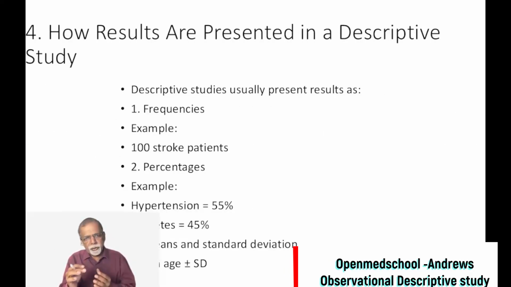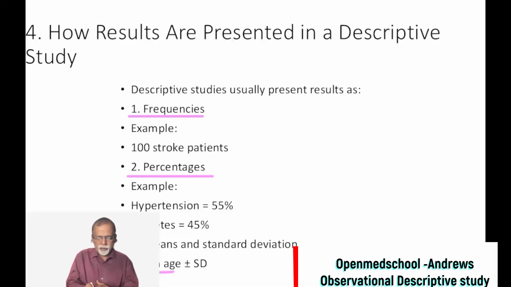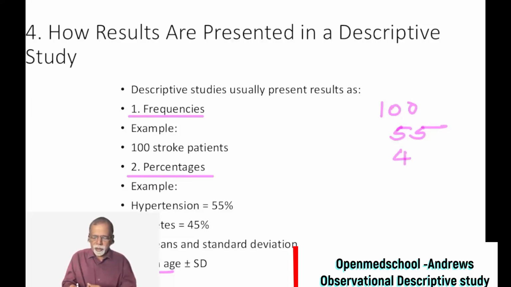Now we'll look into how you present the results. Descriptive studies usually present the results as, one, frequencies, second, percentages, third, mean with the standard deviation. This is the typical way we present. So what is frequency? Here 100 patients are there, so total cases is 100. 55 had hypertension, 45 had diabetes. So we are reporting it as the frequency of the diseases. Then you can put it not only as frequency, because suppose the number is 120 and the number of hypertensive cases is 60.